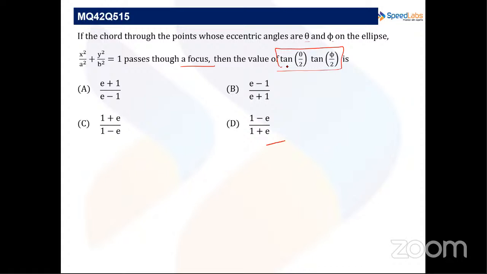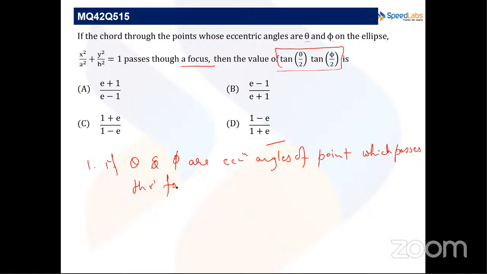So if these two points pass through the focus (ae, 0), we can write the result directly: if theta and phi are eccentric angles of points which pass through focus (ae, 0), then tan(theta/2) into tan(phi/2) will be equal to (e minus 1) upon (e plus 1).